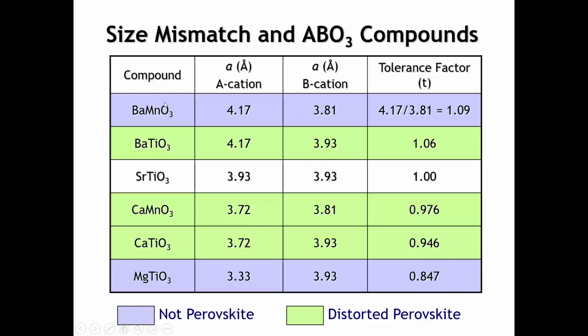The magnesium titanate and the barium manganate here at the top and the bottom are not actually perovskites, so they don't maintain this perfect corner-connected environment. The compounds shown in green maintain the framework of the perovskite, but they are distorted in ways I'm about to describe.